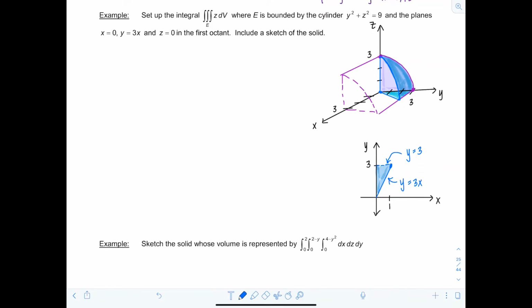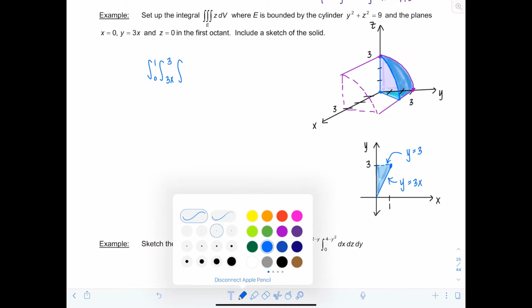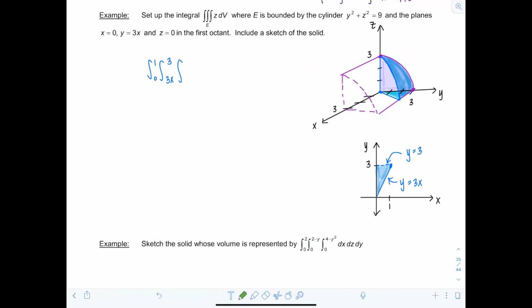So I'll put limits for x on the outside. Those are going to be my constant limits from 0 to 1. And then limits for y, lower limit's going to be 3x, upper limit is 3. And then now what about the limits for z? We'll go back to your picture of the solid. I think this will be fine for you. So notice in the z direction, it starts in the xy plane, and then it's determined above by whatever the equation of that cylinder is.